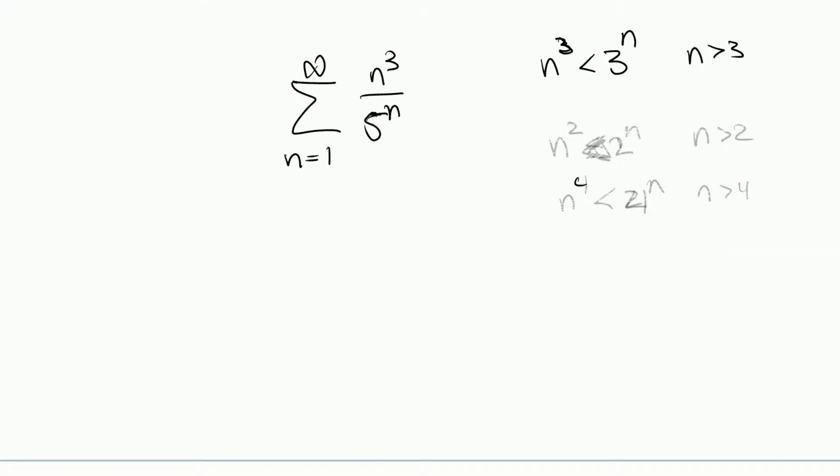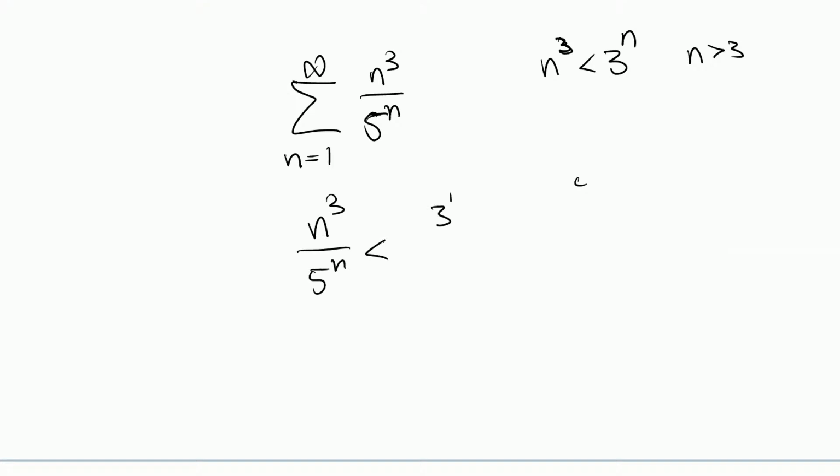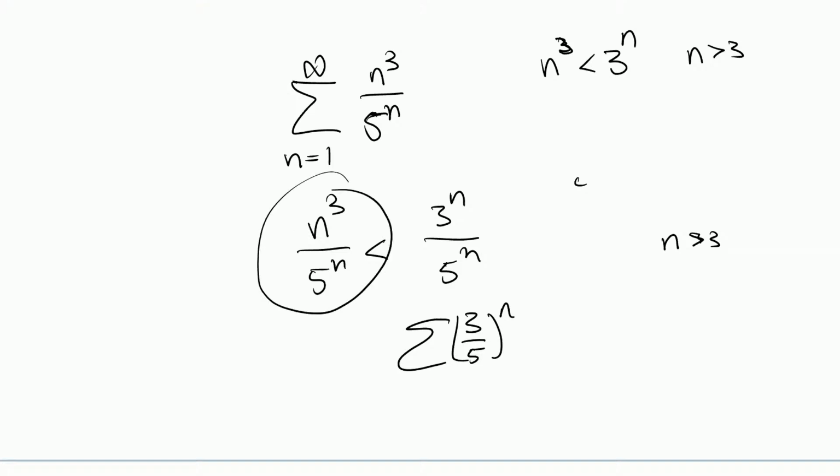So I'm going to just use a direct comparison, so check it out. N cubed over 5 to the n is less than 3 to the n over 5 to the n, as long as n is greater than 3, which we're fine with. And that is a geometric series that converges. So this is less than a geometric series, so it converges as well. So, converge.